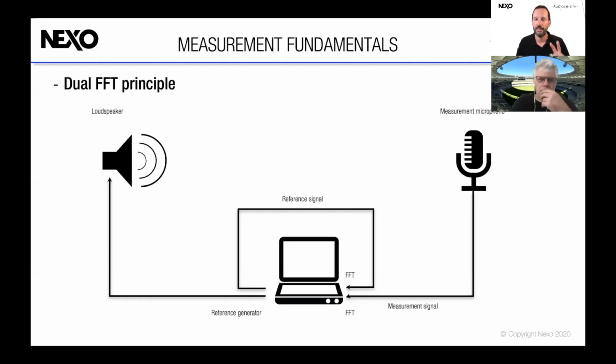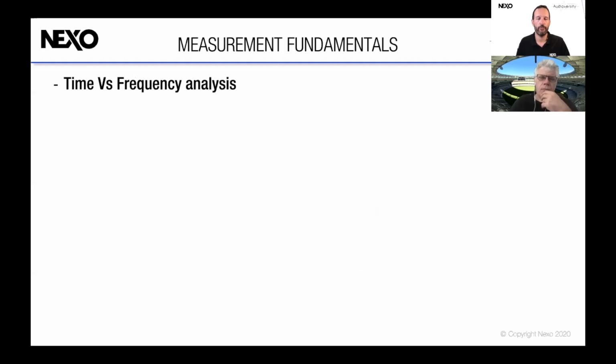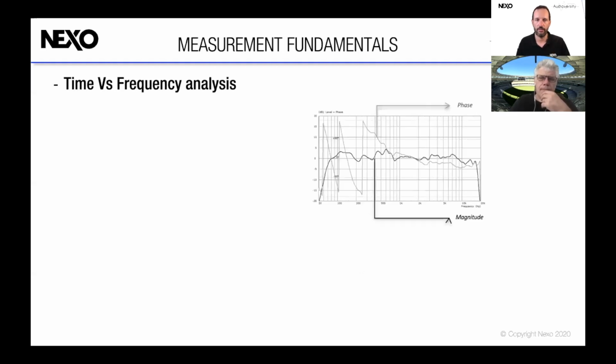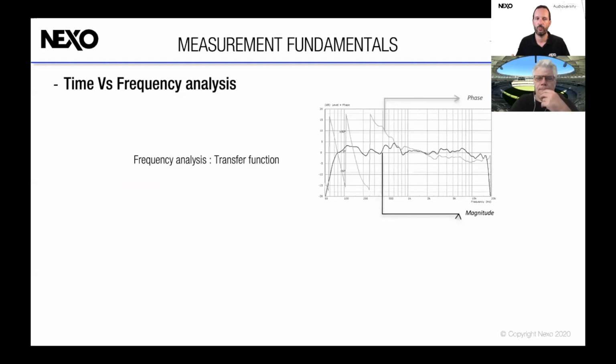So we have two different analyses, as I mentioned before. The first one is the frequency analysis. What we used to visualize most of the time is what we call transfer functions. Transfer function is a mix of frequency on the x-axis and level on the y-axis. So this is for the magnitude, so this is frequency response. But transfer function is also the phase response. So if we have to talk about what is a transfer function, this is a combination of magnitude response, so frequency response, sorry, and phase response. So we need both of the curves.